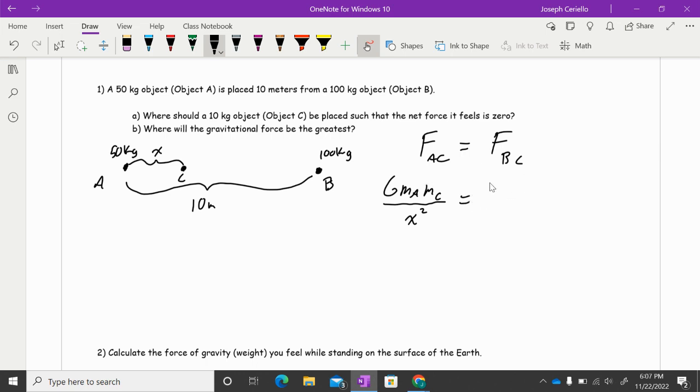FBC is going to be G, mass of B, mass of C. Now, what would we call the distance between B and C in terms of x? It would be 10 minus x squared. A couple things cancel out here. G goes away. MC goes away. Notice that the mass of C doesn't really matter.